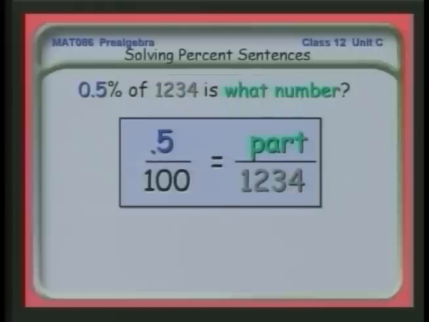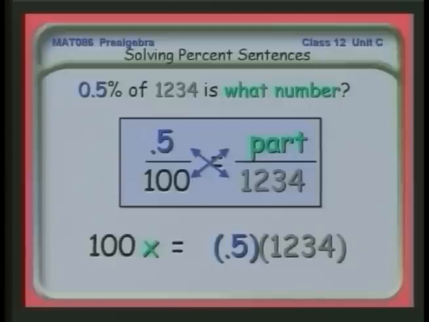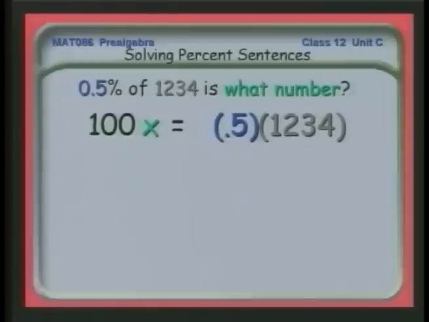At any rate, let's work on solving this. We cross multiply and get that 100x, I'll call the part by the unknown x, is equal to 0.5 times 1,234. Remember also, what does 0.5 represent? It represents a half. Here's the equation. 100x is equal to 0.5 times 1,234. Let's do the math. Half, remember 0.5 is half, of 1,234 is 617. I have 100x equals 617.